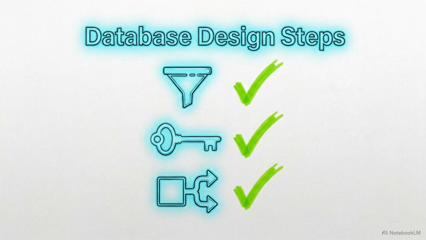These three steps, filtering for non-trivial dependencies, calculating attribute closures, and decomposing partial dependencies, form the mechanical basis of consistent database design.